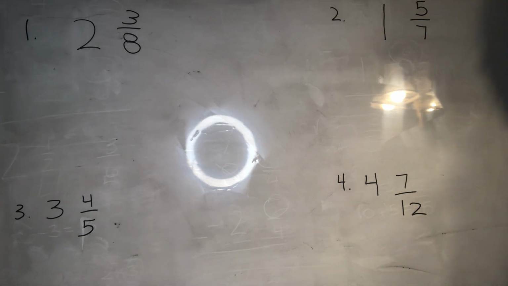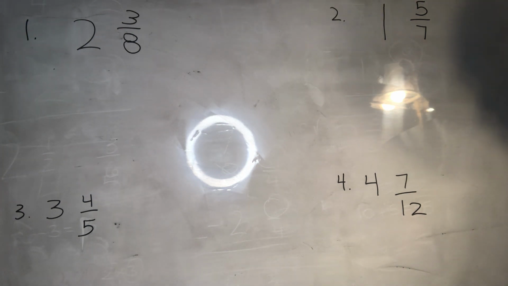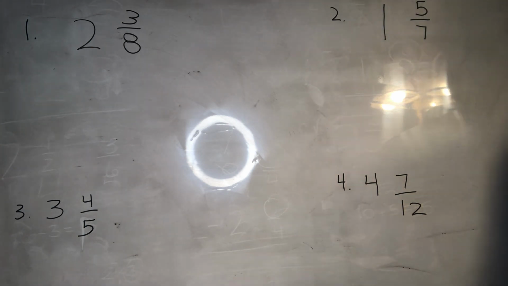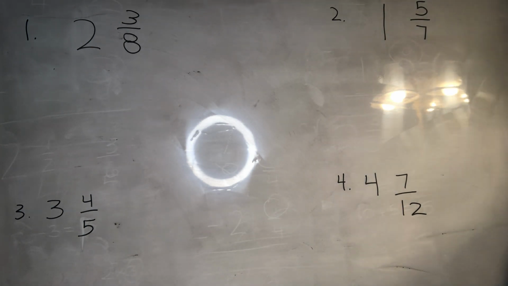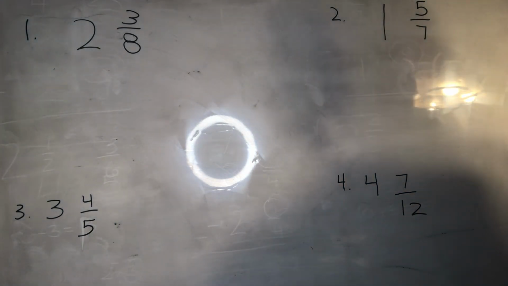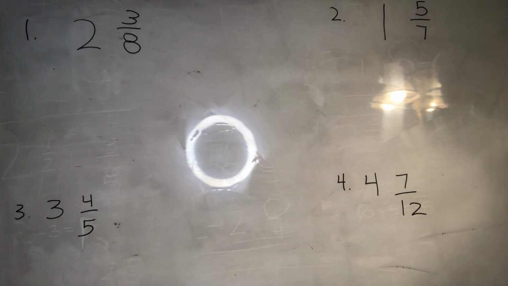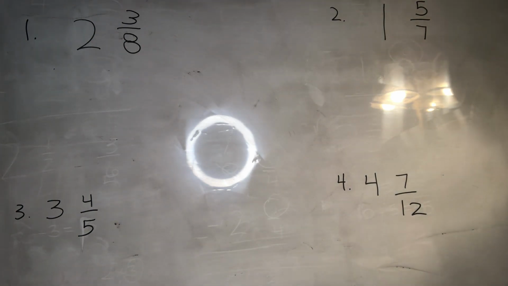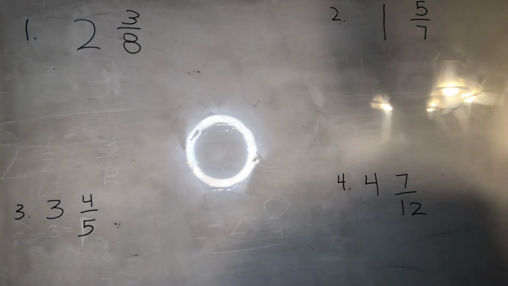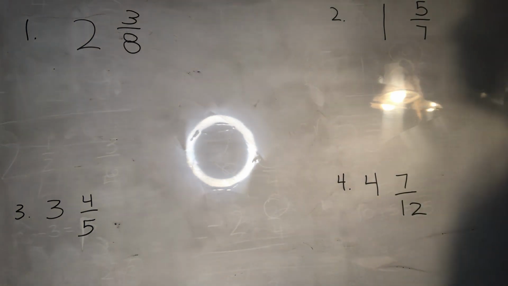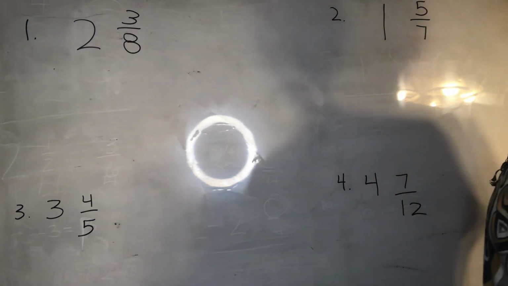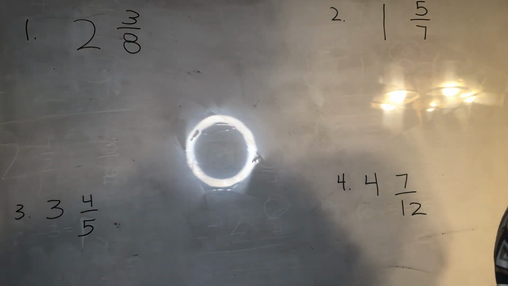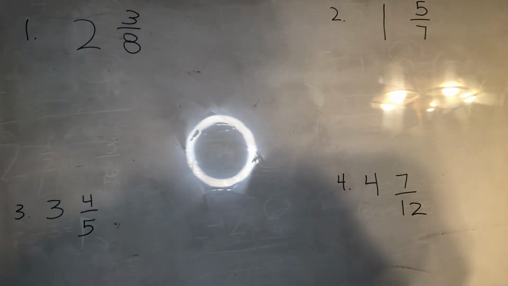So we're going to look at this first one, which is 2 and 3 over 8. What we first want to do is go into decomposing and composing of this fraction. I hope you guys remember from the last time, decomposing would be to take it apart, and composing would be to put it together in different ways. So now, we're going to see how we could compose this fraction in 2 different ways.